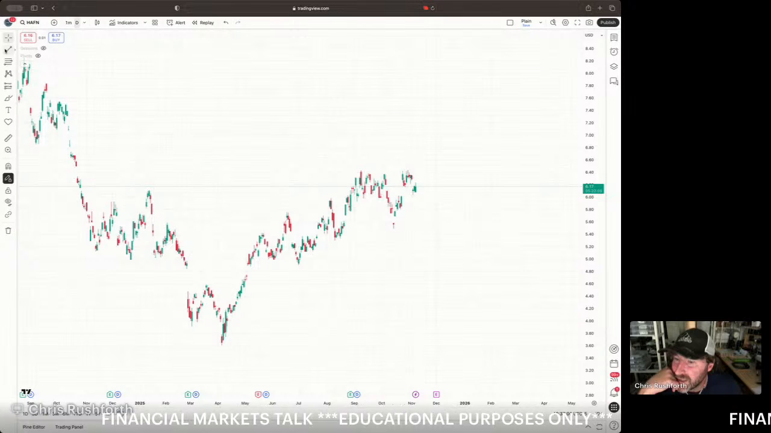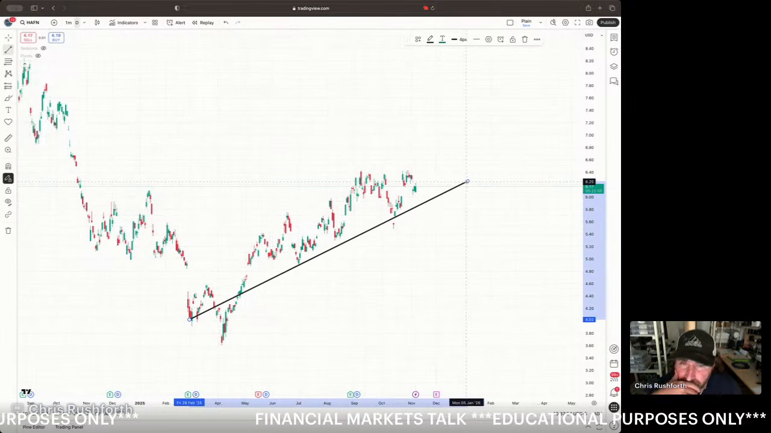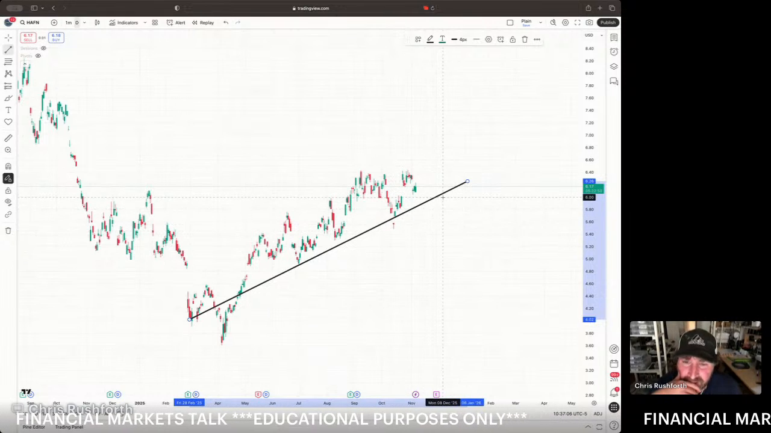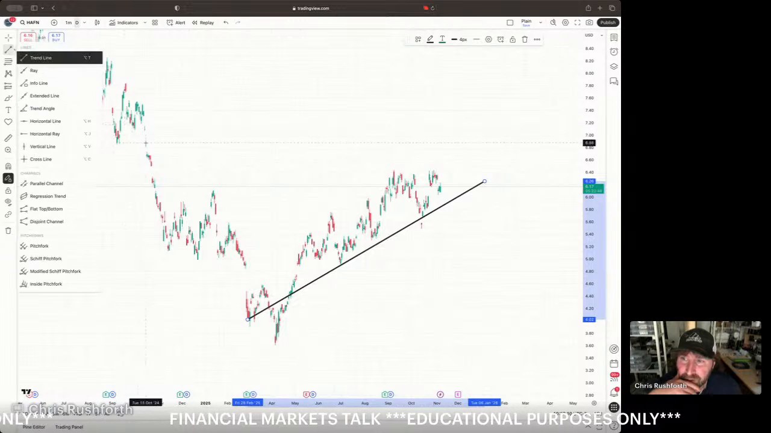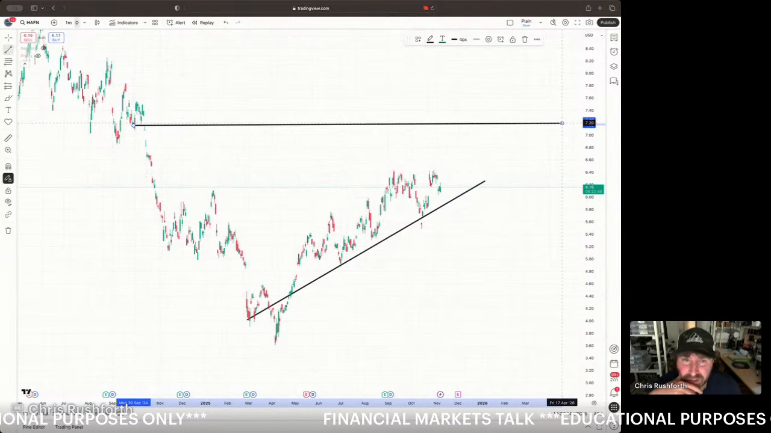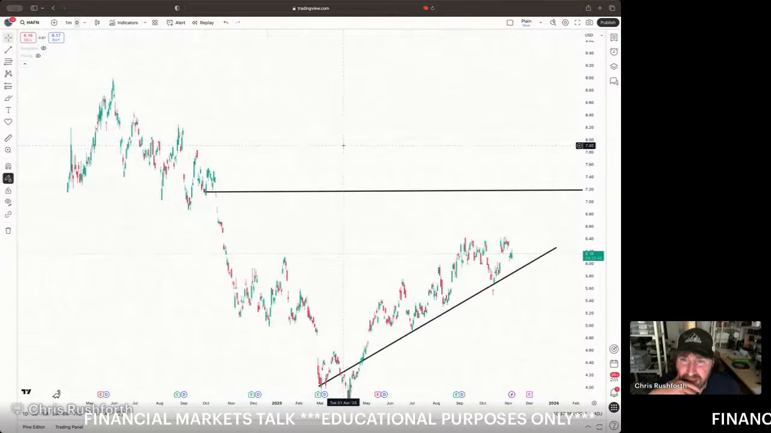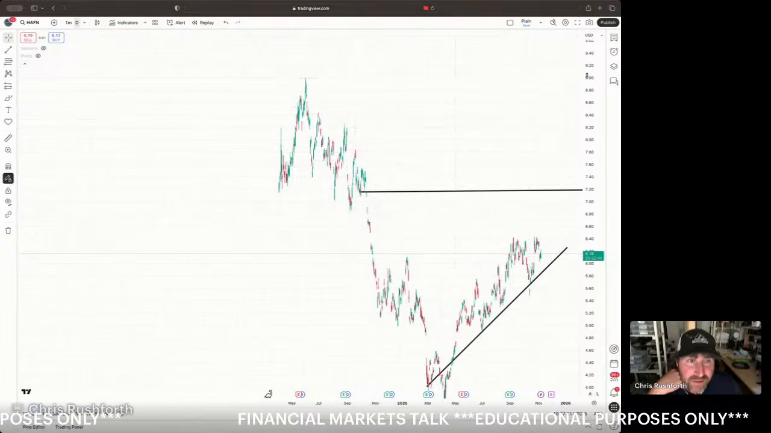It's in an uptrend. Here's your uptrend. It's bouncing off the line, so we've got a good target up here. It probably wants to hit this level right here for sure. It wants to go to $7. So expect Hafnia, HAFN, to probably go to $7.